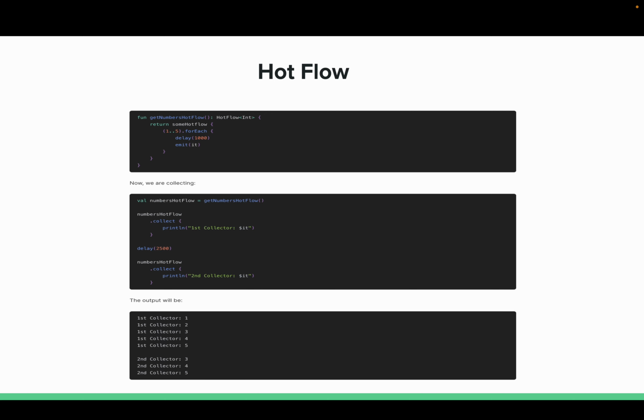Now, let's suppose we have a hot flow that emits 1 to 5 at an interval of 1 second. The collectors will get the values from where they have started collecting in this case. So here the first collector gets all the values, but the second collector gets only those values that got emitted after 2500 milliseconds as it started collecting after 2500 milliseconds only. So the first collector will collect all the values that are 1, 2, 3, 4 and 5, and the second collector will just collect 3, 4 and 5.